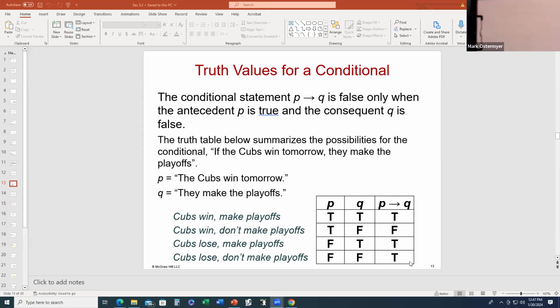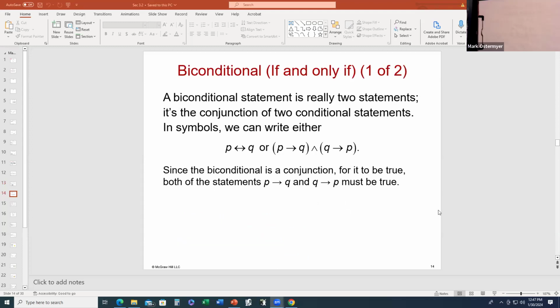Okay, so that's the way a conditional will always work as far as its truth values are concerned. Now the biconditional, if and only if. If and only if is a bidirectional arrow, correct?